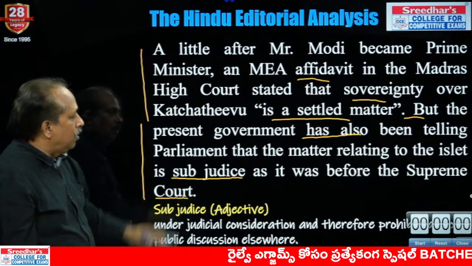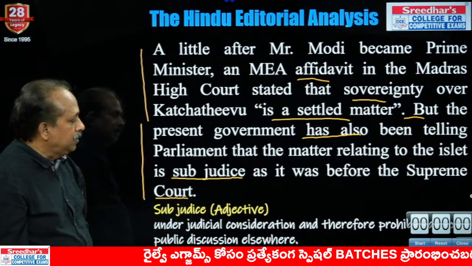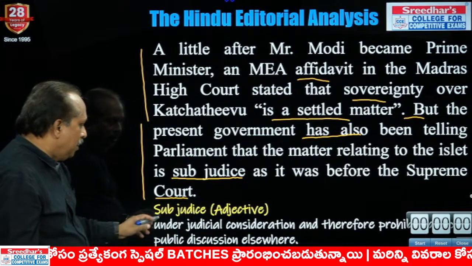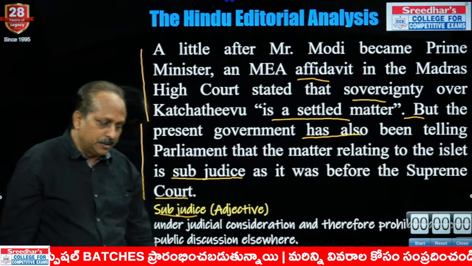But the present government has also been telling Parliament the matter relating to the islet is sub judice as it was before the Supreme Court. There is one important word, sub judice.